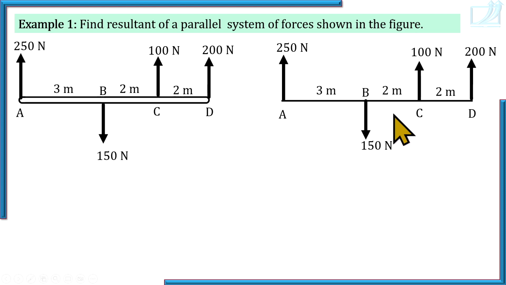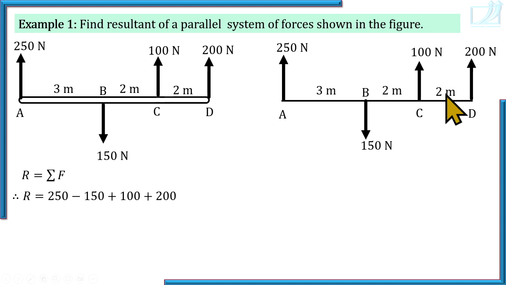In the space diagram, show all given forces and couples. Of course, here there is no couple, but in general I am saying, show all given forces and couples as they are in the original diagram. I have shown all these forces in my space diagram, and now we use those two equations in order. R is equal to sigma F. Here these are the four forces we are going to add: 250 minus 150, this is a downward force, then plus 100 and plus 200.